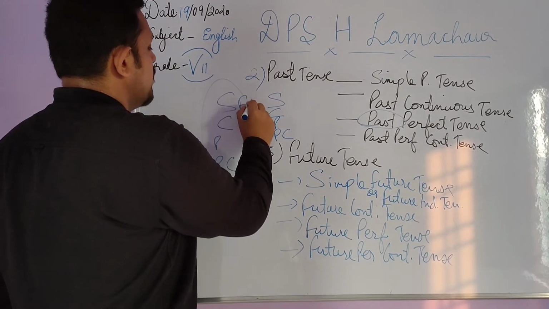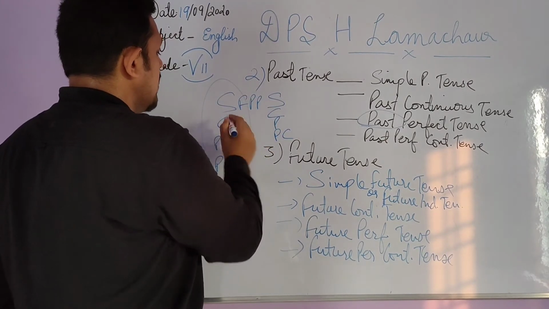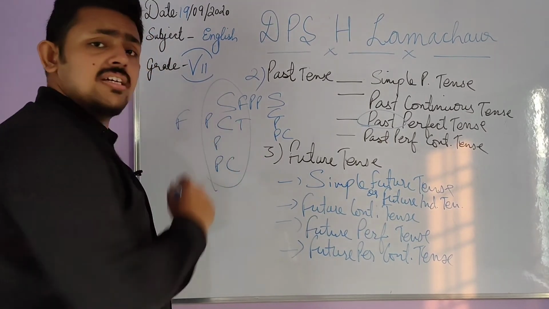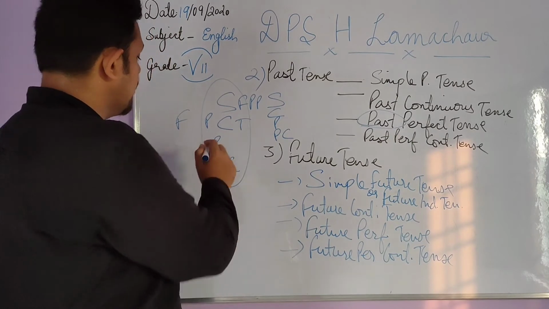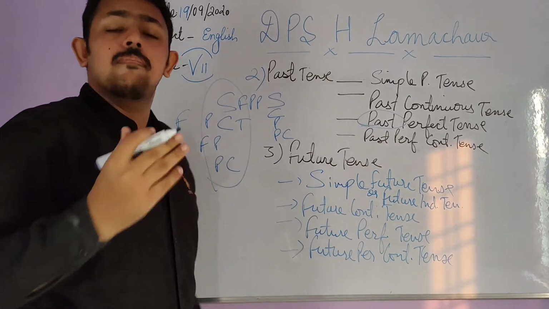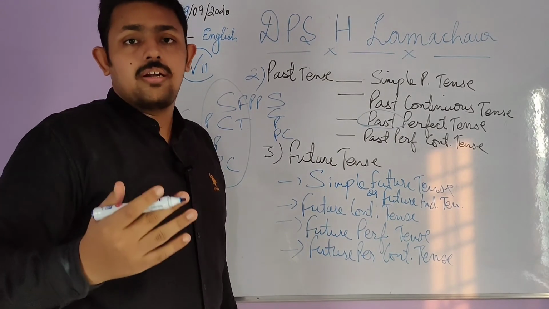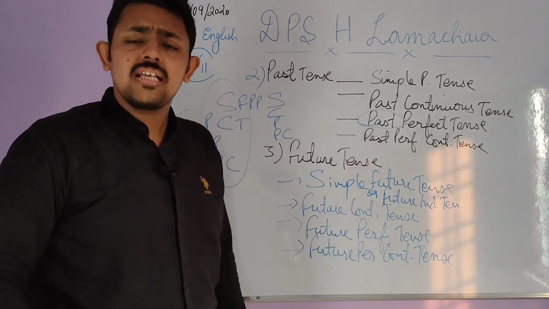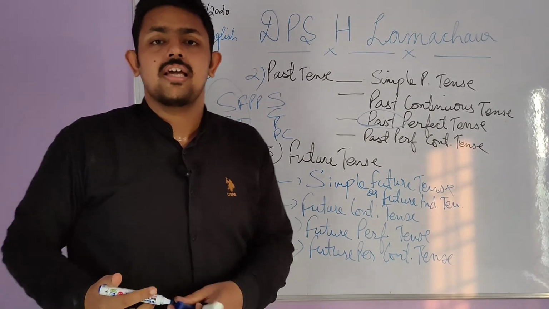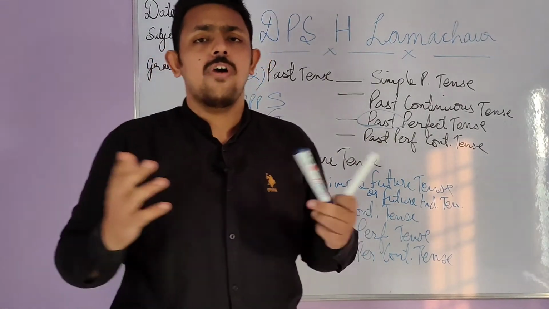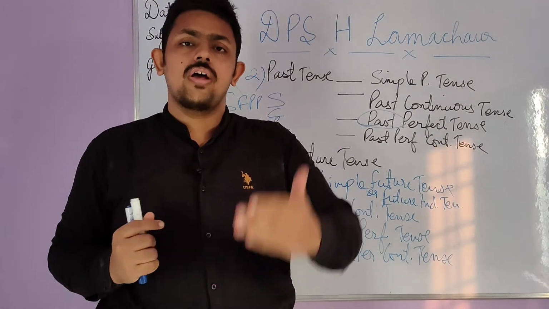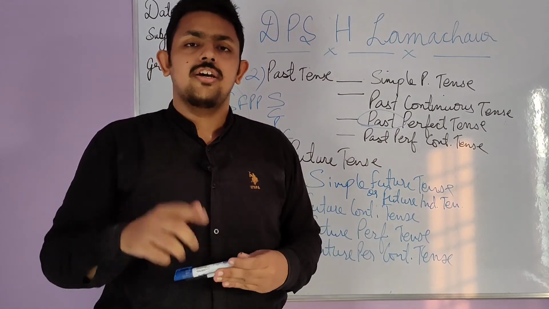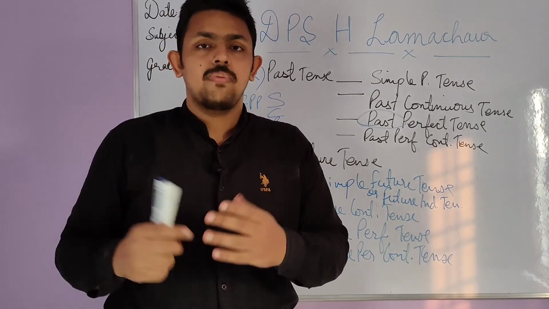Simple future tense, simple past tense, simple present tense, present continuous tense, future continuous tense, past continuous tense, future perfect tense, past perfect tense, present perfect tense, future perfect continuous tense, past perfect continuous tense, and present perfect continuous tense. Very easy way to learn all 12 tenses when we divide them in their categories. So I think it is clear to you now what the 12 major tenses are.